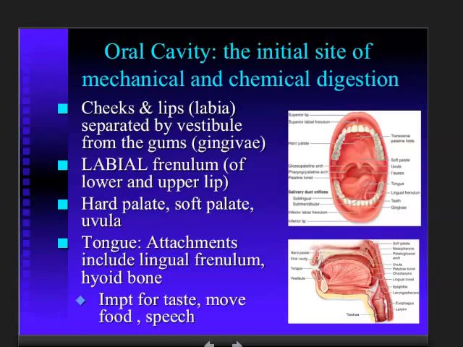Your tongue, you have a lingual frenulum under your tongue, the little membrane that holds your tongue down to the floor of your mouth. The tongue is also anchored way back to the hyoid bone, this bone that you have right here that you can feel if you go to the corners of your throat. Your tongue is anchored there, and of course your tongue has all kinds of important functions.